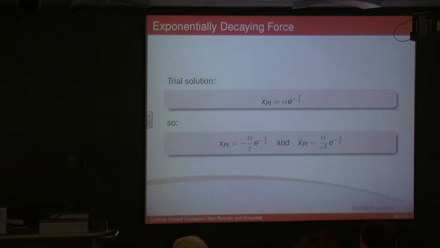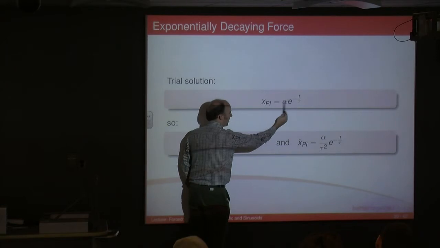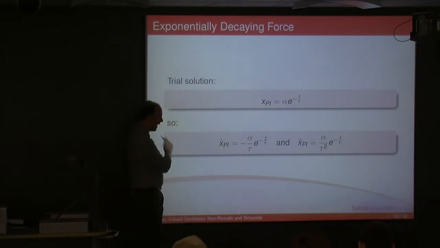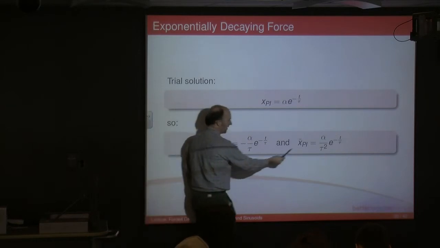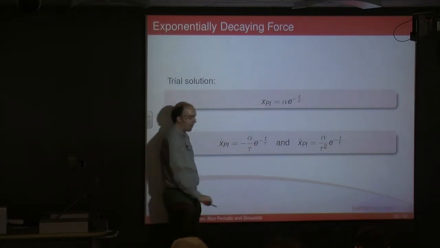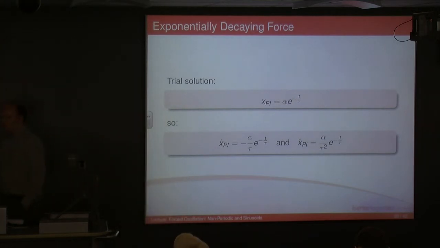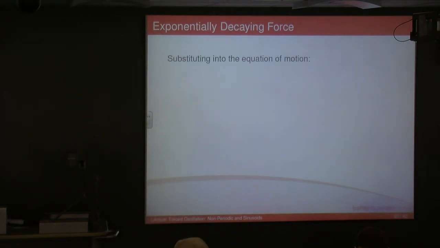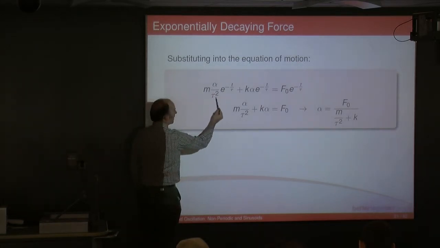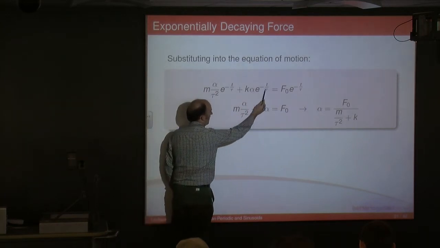So I take the first derivative with respect to time. Obviously what happens is you get a minus 1 upon tau coming out, so I end up with minus alpha upon tau out the front. And I take the second derivative, where again I take another minus 1 upon tau out, and I end up with plus alpha upon tau squared. I stick that into my differential equation. So the x double dot this time is not 0, it's this term. I stick that in here, I've got this term over here.